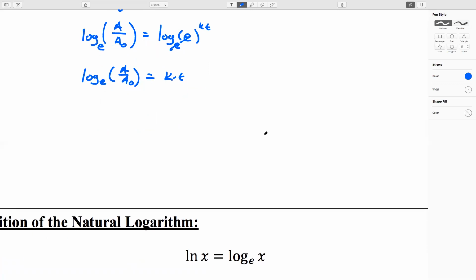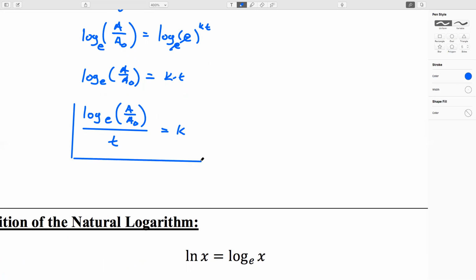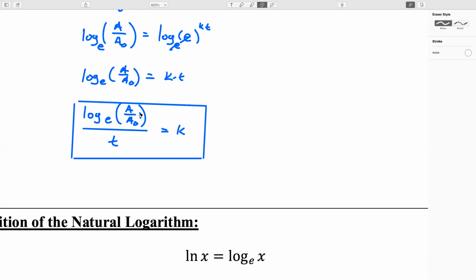So we're almost done. If we want to solve for k, we just need to divide by t. So log base e of A over A naught, divided by t, equals k. This is a formula that we can use to calculate k, and we only need to know 3 things. We need to know the final amount of something, the initial amount of something, and the time that it happened in.